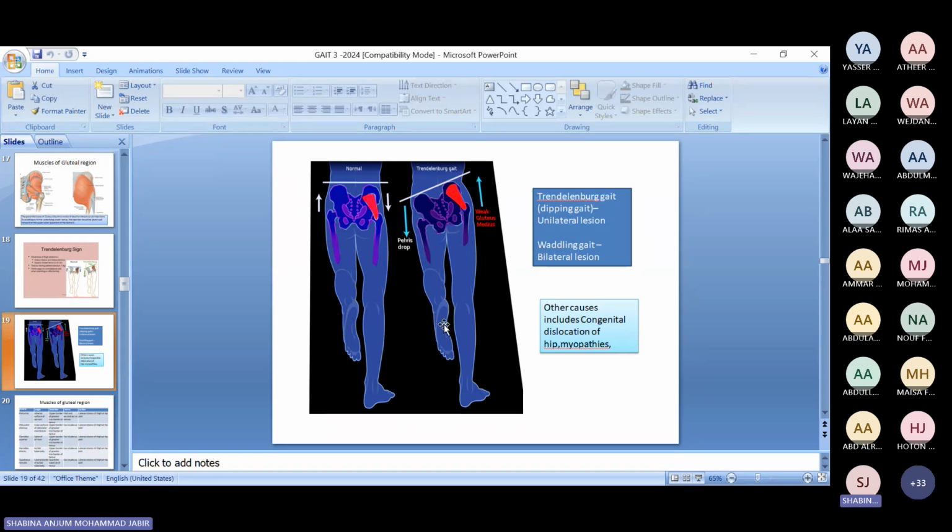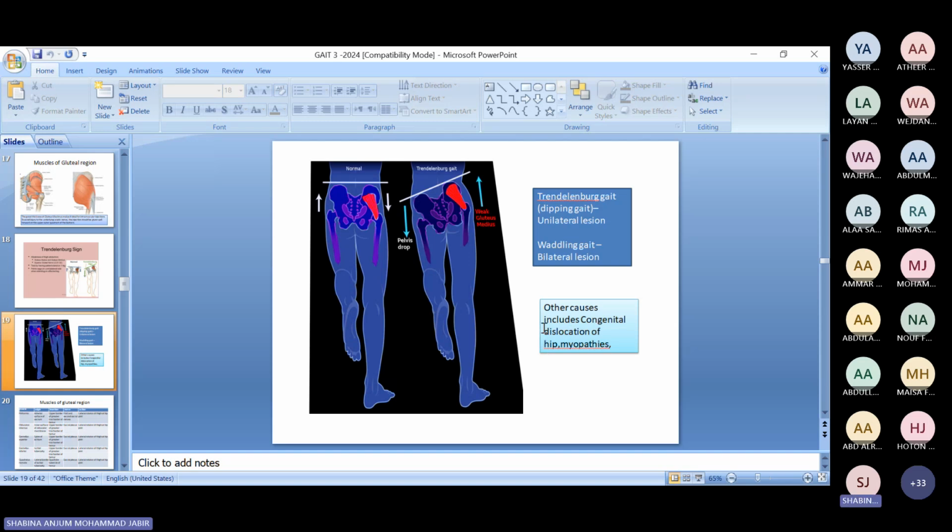Means if there is a problem on the right side, it is the Trendelenburg gait. When the person takes the normal leg up, his pelvis will dip down, so it is called the dipping gait. But if both the gluteus medius muscles are not working properly, it is called the waddling gait. Maybe you can try, and when you see some more forms of gait, you will understand this. What is dipping gait? Dipping gait means unilateral lesion. Waddling gait means bilateral lesion.